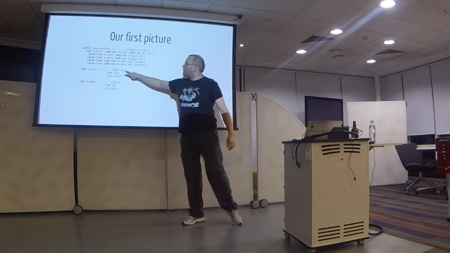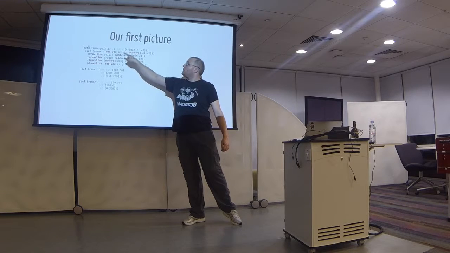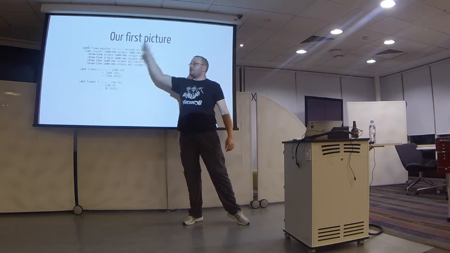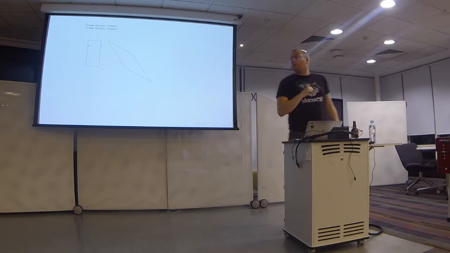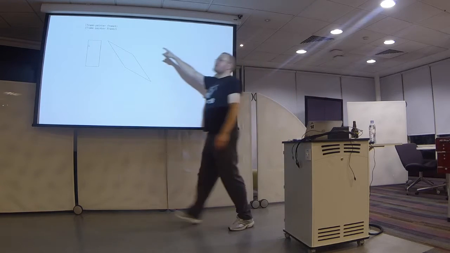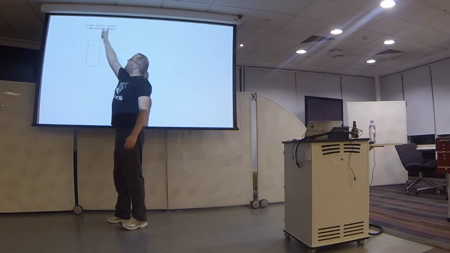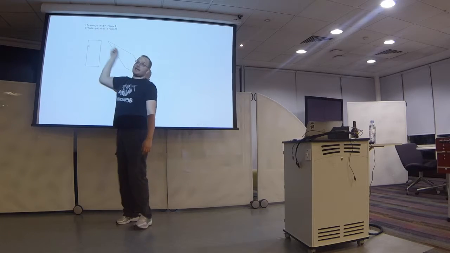So that's one frame, that's another frame. And if we give the frame painter that, it will draw the lines. So there's what we've drawn. So we say frame painter, which is a function, takes a frame and draws it.